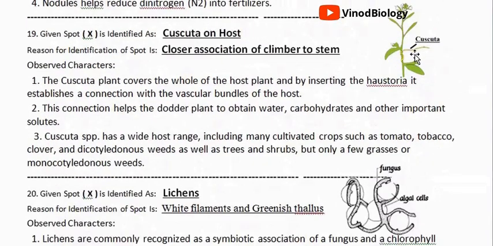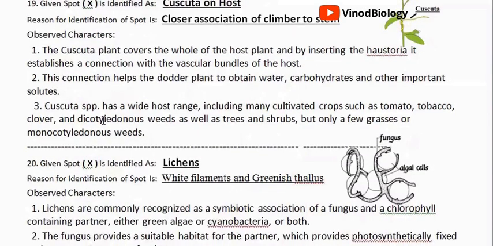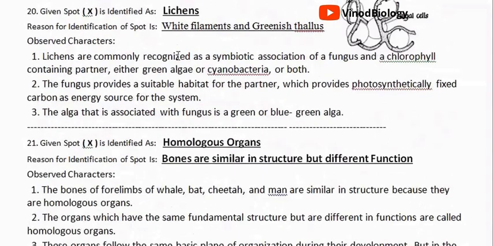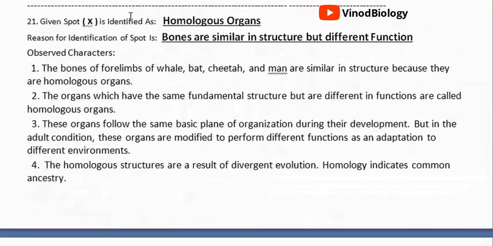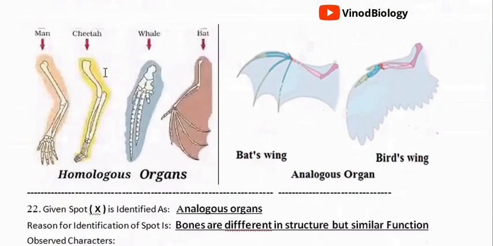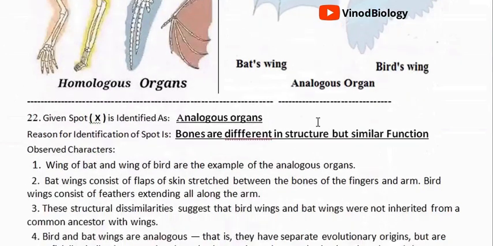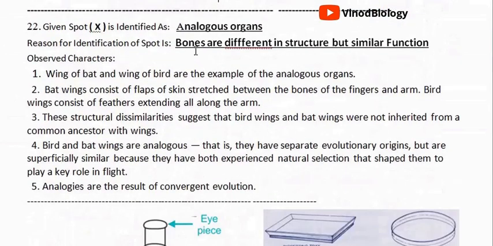Cuscuta on host: a close association of the climber to the stem. Characters. Lichens: white filaments and greenish thallus. Characters. Homologous organs: bones are similar in structure. Characters. So this is a homologous organ; they may keep an image of it, or an analogous organ image. Analogous organs: bones are different in structure but similar in function.